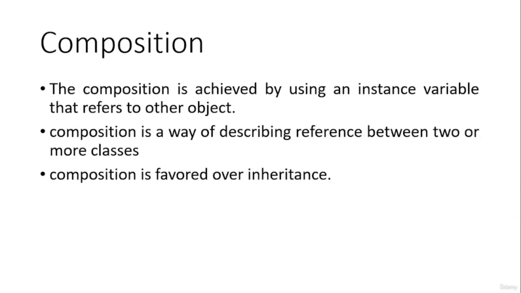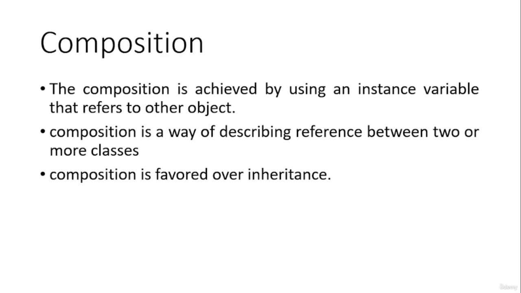Now let us discuss more about composition. We can implement composition by creating a reference variable of a particular class in another class. By using that, the relationship can be achieved, and in most cases composition is favored over inheritance, and it allows us to have multiple inheritance also.